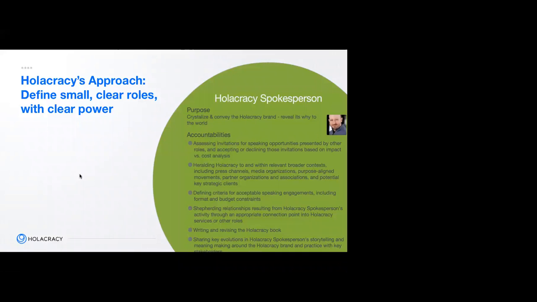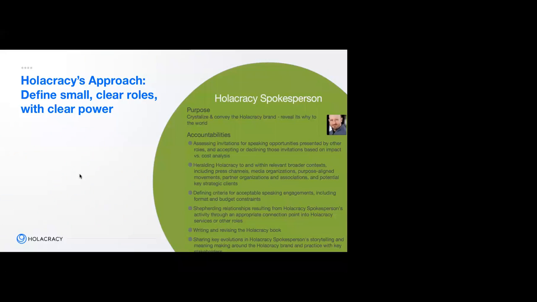Okay, so yes, let's get specific and look at some of the concrete elements of what holacracy is and how it is different than the traditional system that we're used to. So holacracy's approach is to define small, clear roles with clear power. So we want the clarity, right? We don't want to lose that. On the screen, you see an example of Brian Robertson, one of the co-founders of Holacracy One, who has a role in our company called Holacracy Spokesperson.